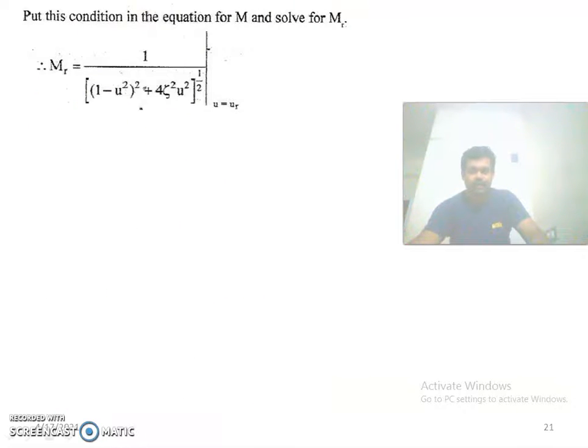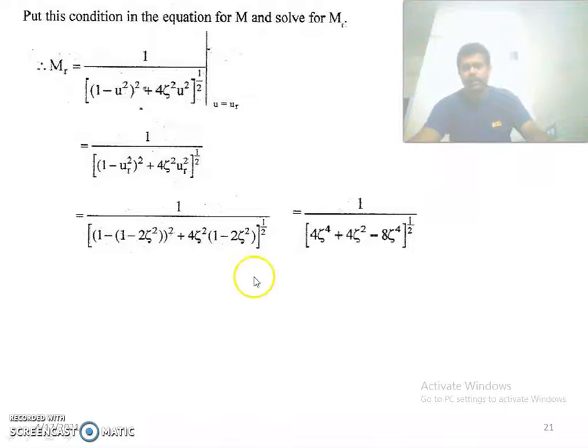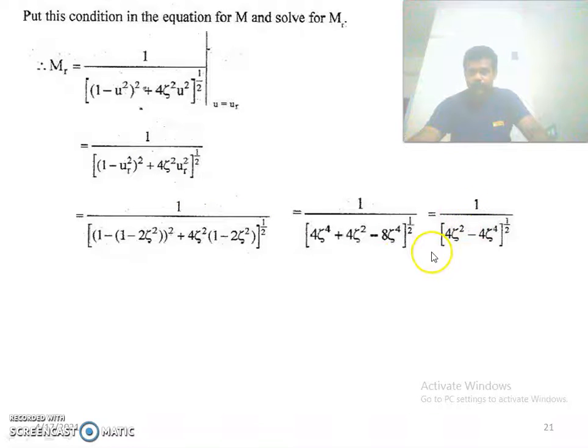So this is the equation for m. In this m, instead of u, you have to put the value root of 1 minus 2 zeta square. In the place of u, first you have to replace it by ur. Then you have to substitute the value of ur. What is ur? ur is nothing but root of 1 minus 2 zeta square. After simplification, you will be getting 1 divided by 4 zeta square minus 4 zeta to the power 4.